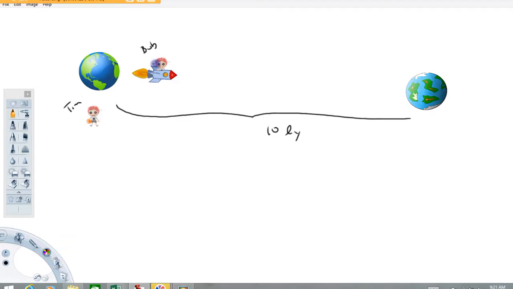And Bob, we're going to imagine, gets on a rocket ship that can travel at 0.95 the speed of light. So the velocity of that ship is 0.95 c. And Bob is going to go to the planet Vulcan, 10 light years away. And then he's going to return to the Earth. And what we're going to do then is take a look at the time difference, or the times as recorded by both Bob and Tim.